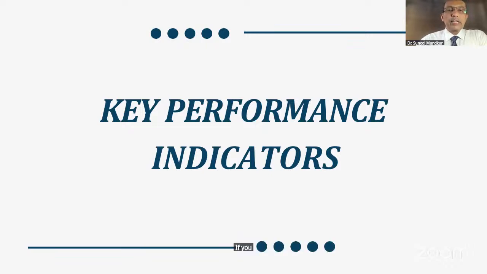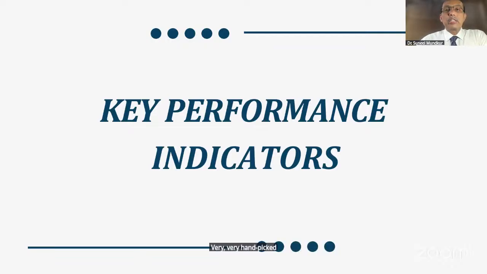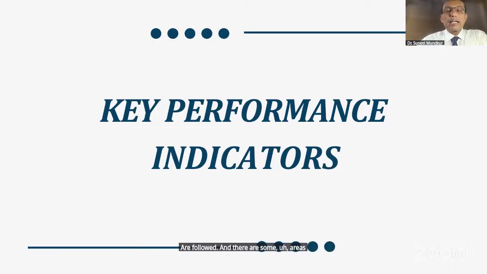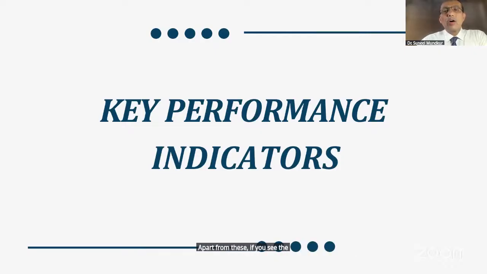If you see the NABH standards, there are more than 630 objective elements, but only a few hand-picked objective elements address clinical competence. For example, there is one in COP1 which says that evidence-based medicine and clinical practice guidelines are followed. And there are some areas where clinical care pathways are mentioned. Apart from these, NABH standards, or any quality management system standards for that matter, very rarely directly address the clinical care that is being given in the hospitals.